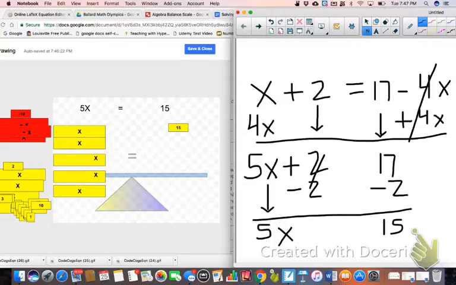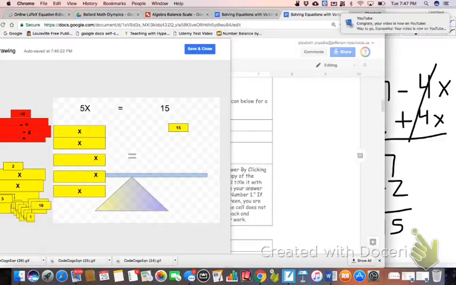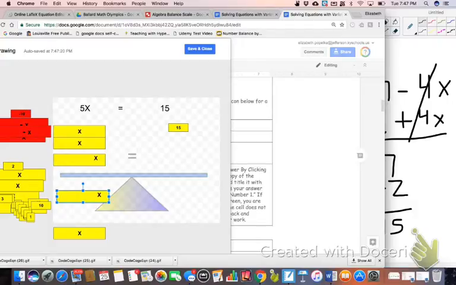In other words, I've got multiplication right here. I've got x 5 times basically. So I'm going to take these guys and divide them up. And when I say I'm going to divide them up, I'm literally just going to take them and drag them apart so that they're separated. I'm going to divide them into 5 groups.